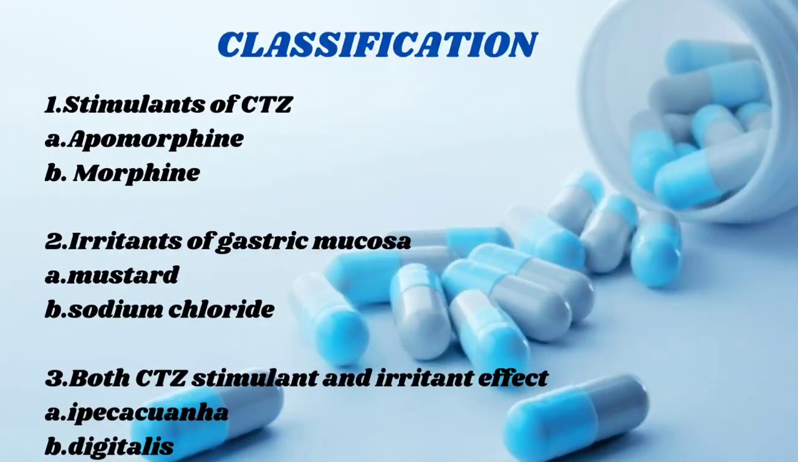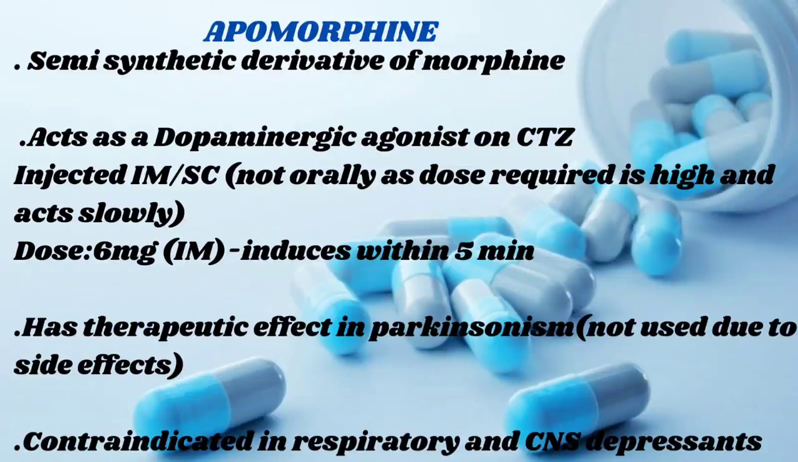Classification. 1. Stimulants of CTZ: A. Apomorphine, B. Morphine. 2. Irritants of gastric mucosa: A. Mustard, B. Sodium chloride. 3. Both CTZ stimulant and irritant effect: A. Ipecacuanha, B. Digitalis. Apomorphine, a semisynthetic derivative of morphine, acts as a dopaminergic agonist on CTZ.